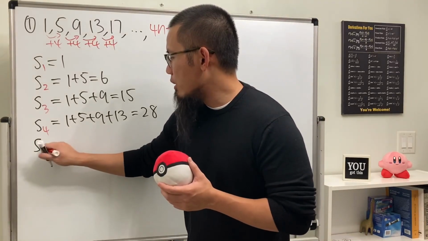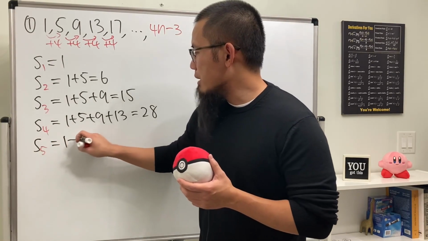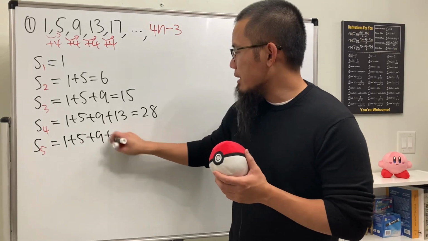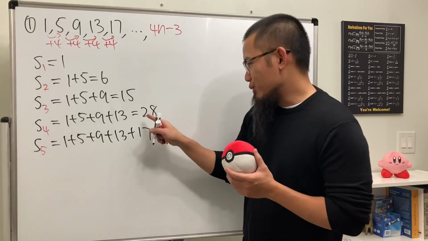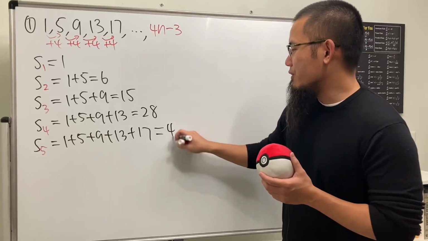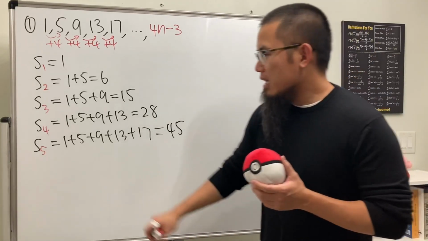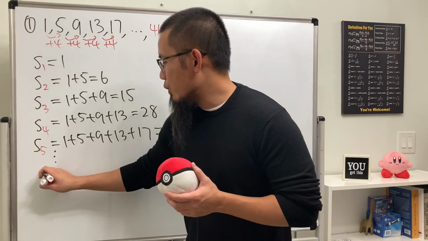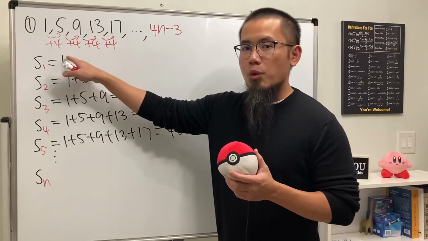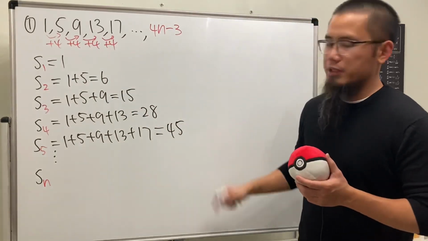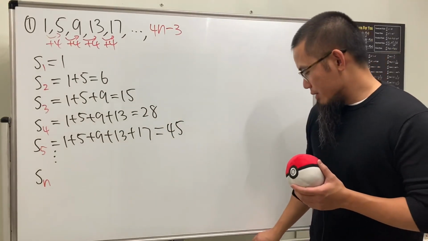Perhaps let's put down one more. S5 is 1 plus 5 plus 9 plus 13 plus 17. And of course, you can just do this plus that, which is going to be 45. And the idea of the nth partial sum is we want to find a formula for Sn, and that is a formula for these numbers. So how do we do it?